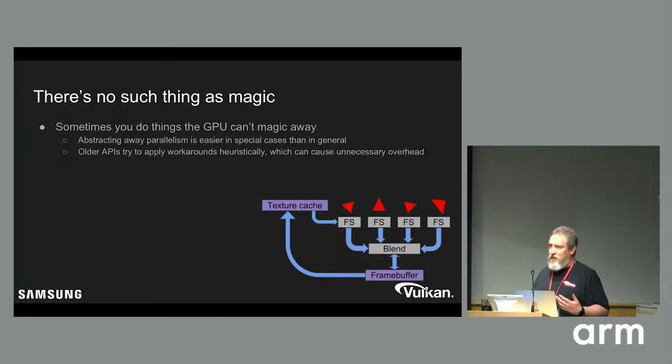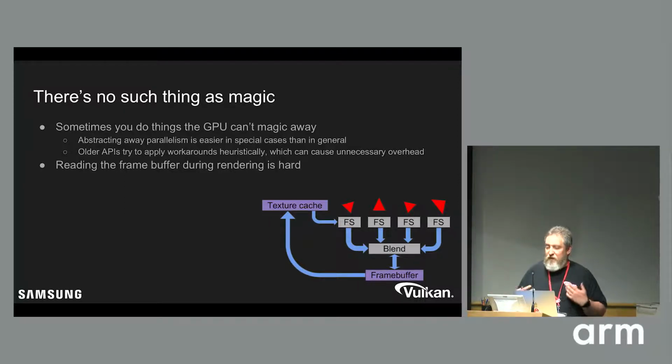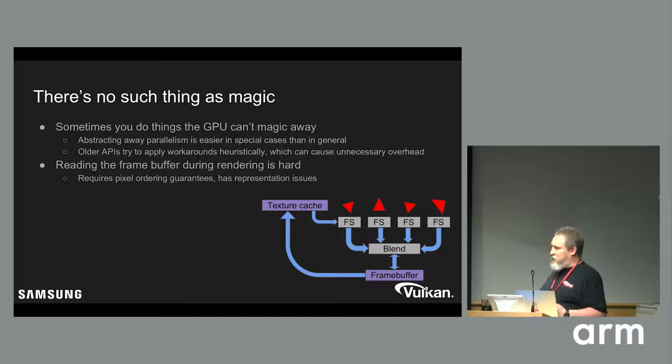So that's one of the intentions of modern, more explicit APIs, to be able to say explicitly when you need this kind of thing to happen. As examples of that, if you're trying to read the frame buffer during rendering, so you're writing out to the frame buffer during rasterization, you're then trying to read that data back in and pull it from your fragment shaders. That doesn't work as well as you might hope. It certainly would require the fragment shaders to work in a particular order, and we've already said they're working out of order. The representation of the frame buffer may not be what the texture cache is expecting. So basically, this doesn't just magically work for you.